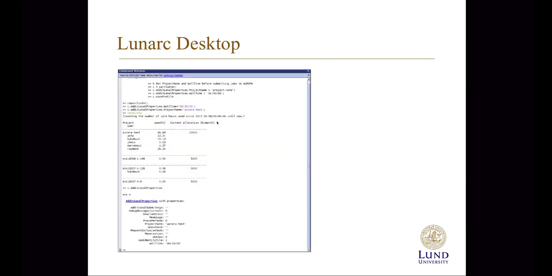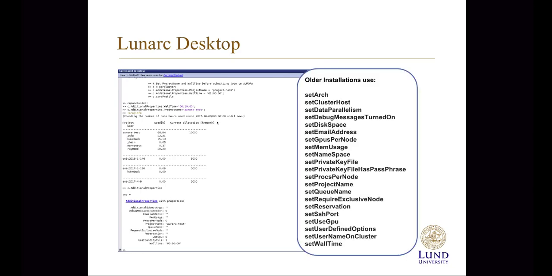If you want to see the additional properties that you have set, you just type c.AdditionalProperties. The answer will be what properties you have set. You can set UseGPU. If you want to have an email when your parallel pool is started, your job is started, and when it's finished, there are lots of things that you can set like that. The old system of doing that was this: set arch, set cluster host, set private key file, and so on and so forth. So that's cluster info.set, one of those. That's the old system. Right.